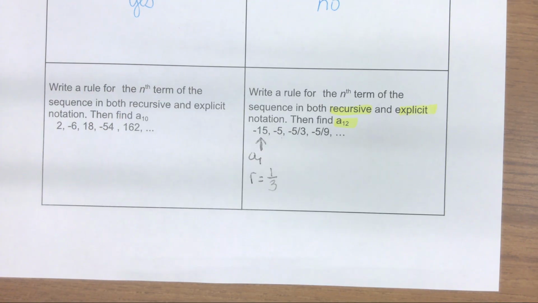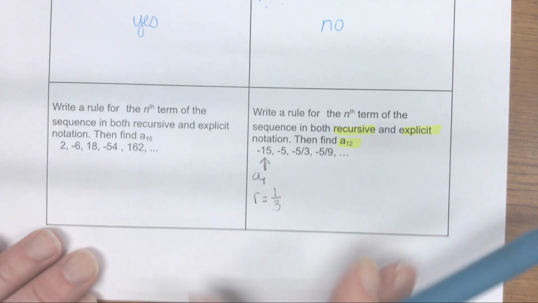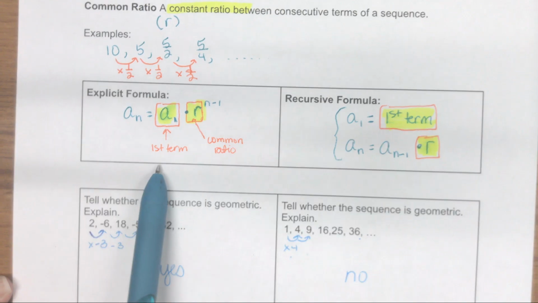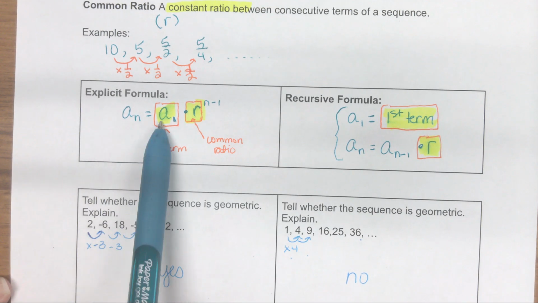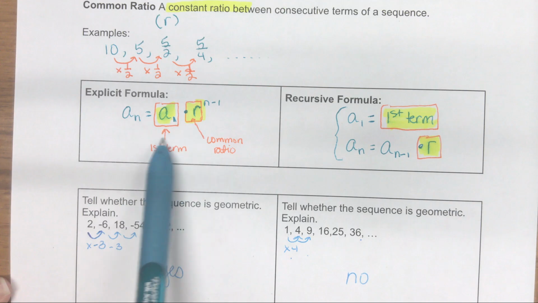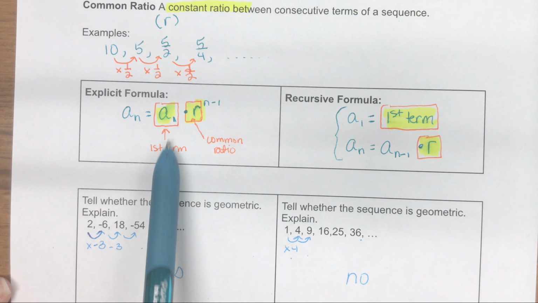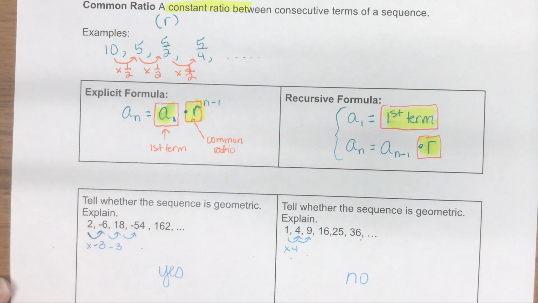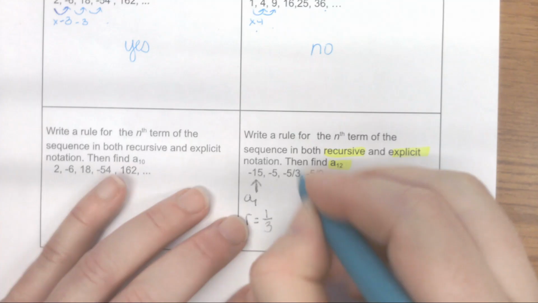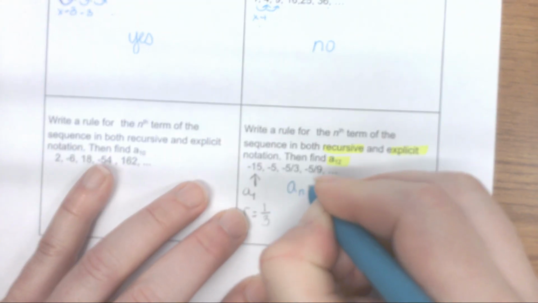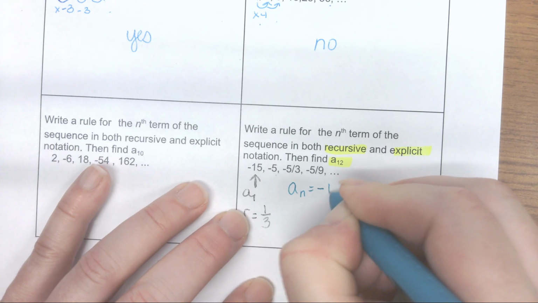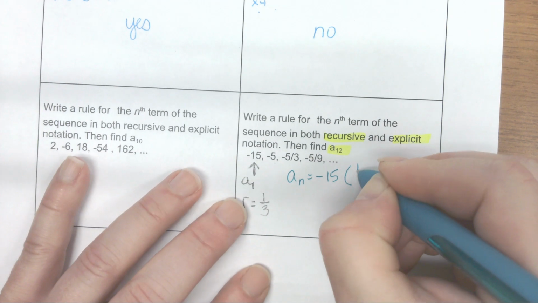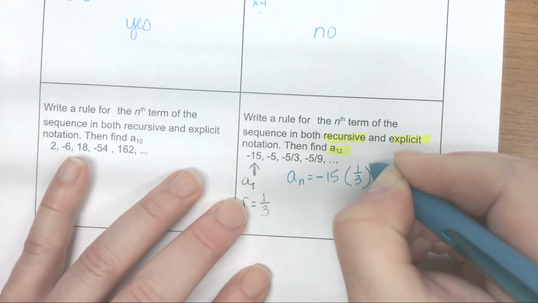All right, so I look up above, and I've identified those things. So here's how we write our explicit formula. We're going to put the things that we identified into our boxes for a sub 1 and r, and a sub n and n minus 1 are always going to stay in there. So I write a sub n equals -15, and because 1/3 is a fraction, I'm going to put it in parentheses, times 1/3 to the n minus 1.